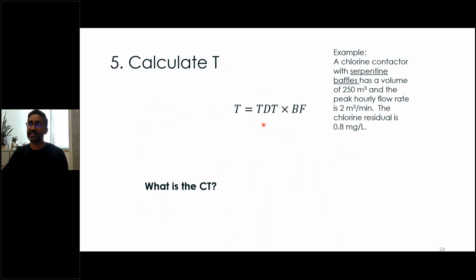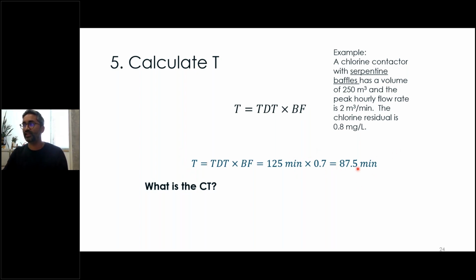To get T in this case, multiply the TDT that we just calculated by our baffling factor. So we can take the 125 minutes multiplied by 0.7. In that case, it gives us a T value of 87.5 minutes.